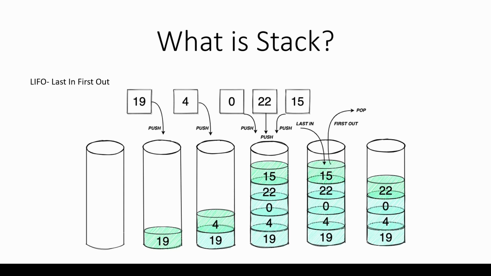As you can see, we are adding each element as the last element into the stack, and when we pop, it will pop the last added element out of the stack. In this case, we are popping out the 15, and in the last container, as you can see, we have just got 22, 0, 4 and 19. Similarly, when we apply the pop function here, it will pop the 22 and then 0, 4 and 19 will be left. So that's why we call it last in, first out.